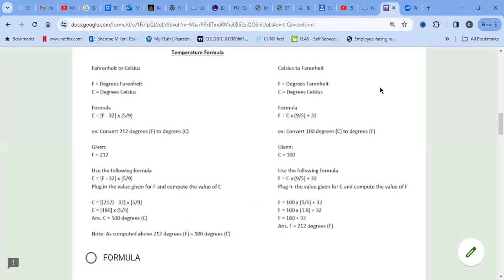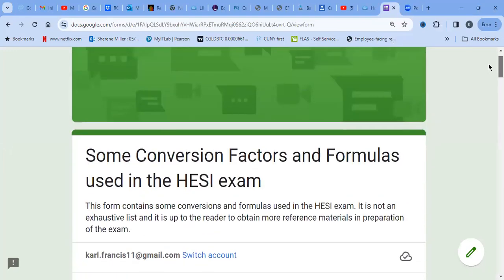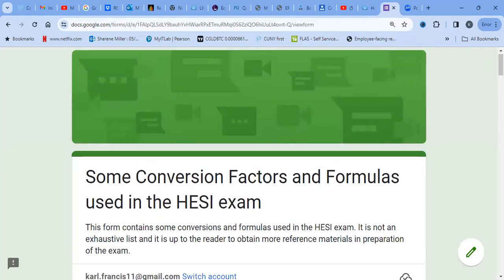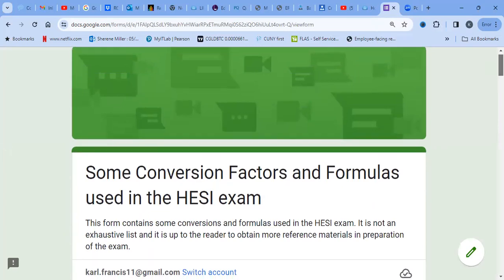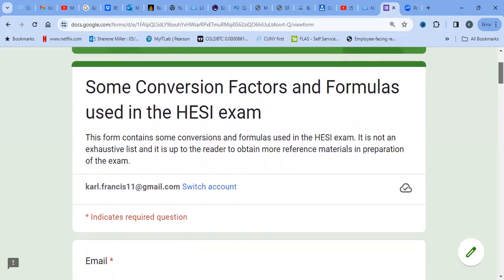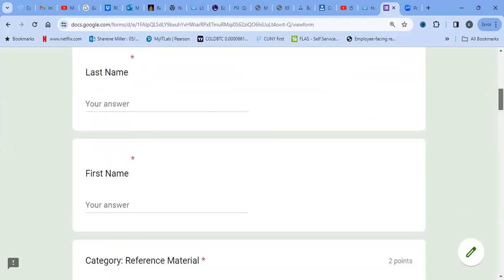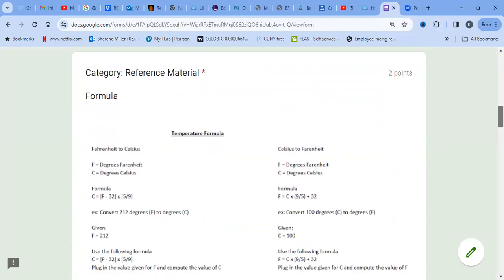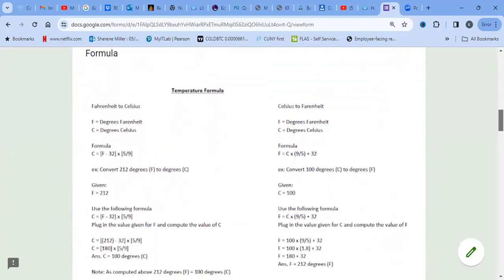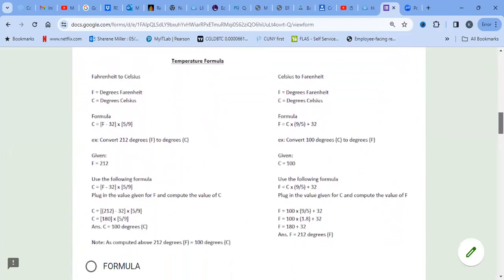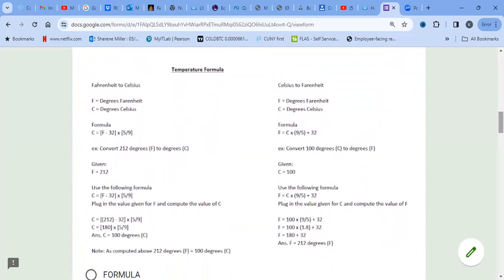There we go. So you go to a link, and it looks like this. You click on that link and it brings you to a page like this. It says some conversion factors and formulas used in the HESI exam. You scroll down and there are pages of information that you need. For this problem, we're going to be using this temperature formula information.